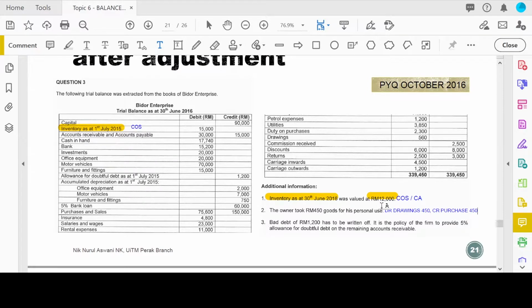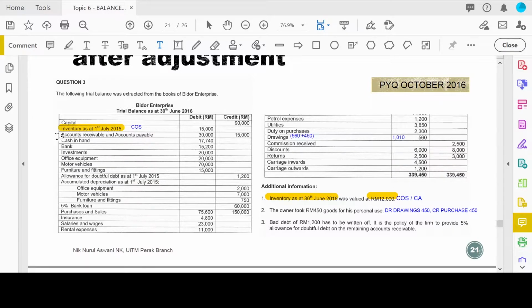So how does this affect the existing balances in the trial balance? For drawing, debit drawing meaning that you are going to add to existing drawing account. So 560 plus 450, the new amount would equal 1010.